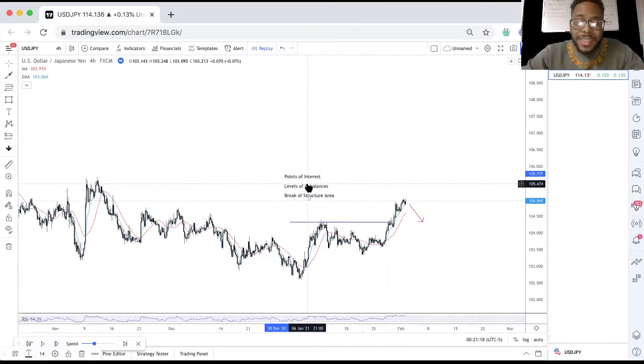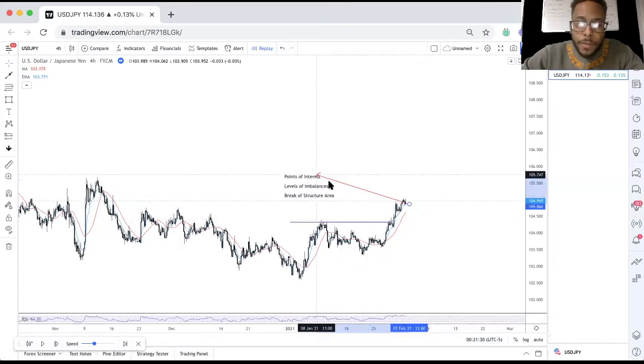After we get that break of structure or that first impulse, we've identified that new impulse upward. What we want to be able to do is wait for that retracement to come back down, and we're going to look for one of these three things. We're going to look for a point of interest, we're going to look for a level of imbalance, or we're going to look at the break of structure area.